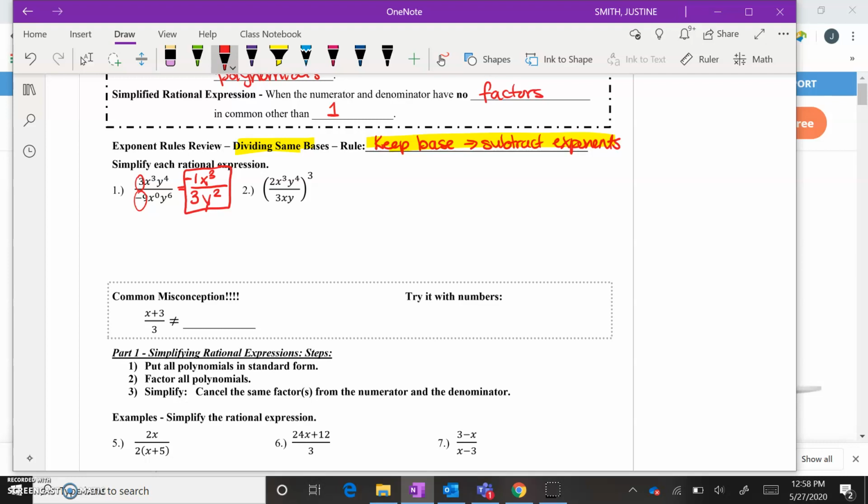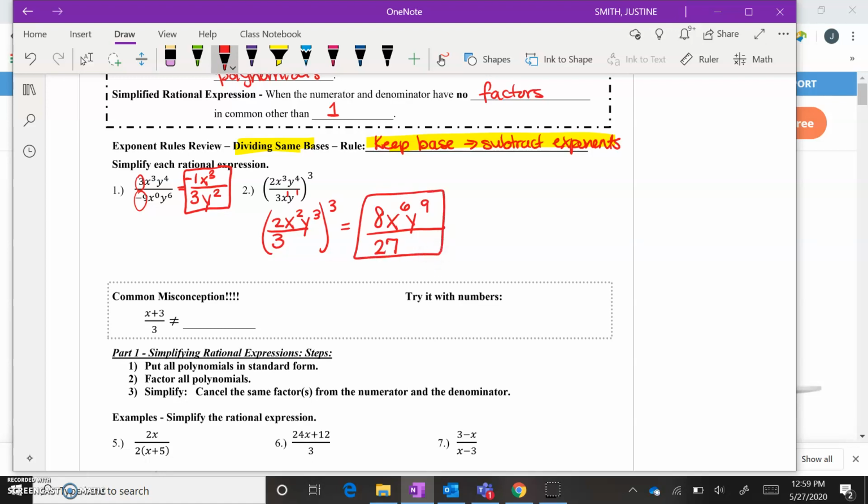Okay, just another quick review problem here, number 2. If we simplify inside our parentheses first, so we would have 2/3 x to the third over x to the first. So we subtract that to get x to the second. Y to the fourth over y to the first, we subtract to get y to the third. Okay, and this is all to the third power. So 2 to the third power is 8, x to the sixth, y to the ninth over 3 to the third power would be 27. Okay, so again, quick review there.